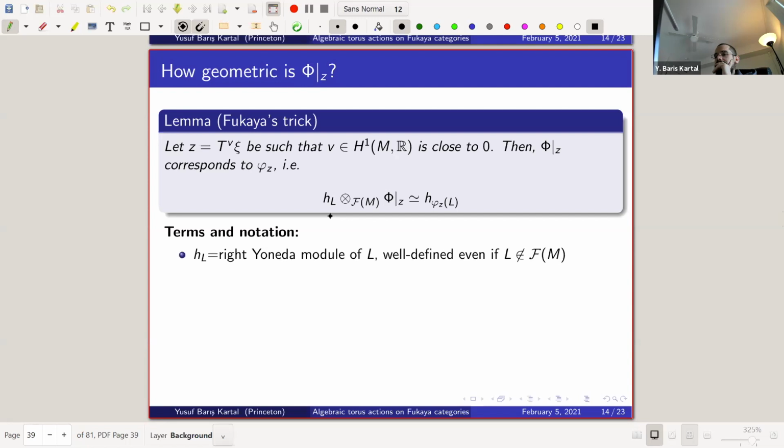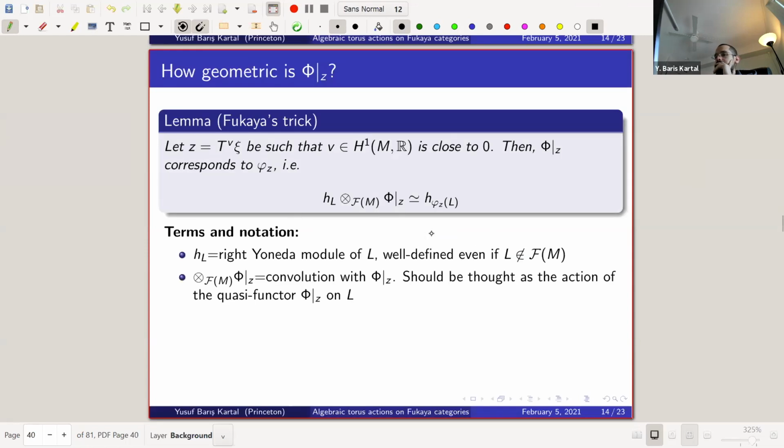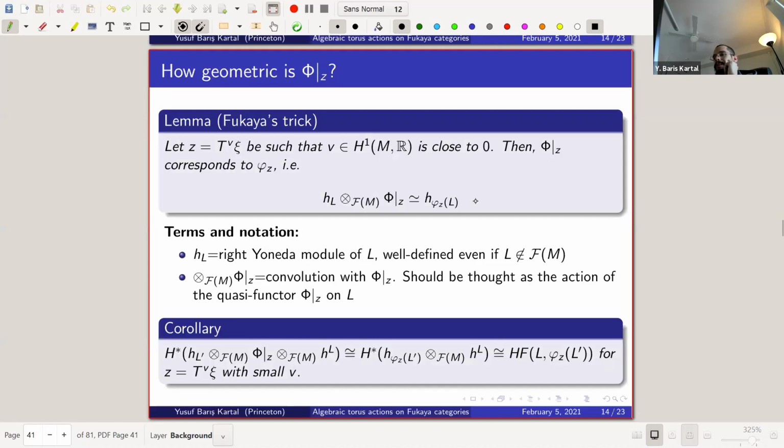Here is the notation. HL is the right Yoneda module of L. It's well defined even if you don't put L into the Fukaya category. And I'm not going to put it into the Fukaya category, but how does a quasi-functor act on something like this? It acts by convolution. Convolution should be thought of as the action of a quasi-functor on L. But as I'm replacing L by its Yoneda module, I get another module.